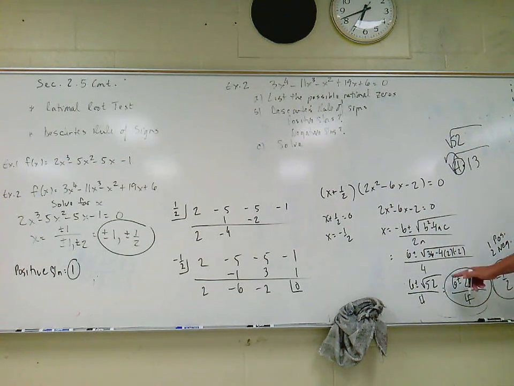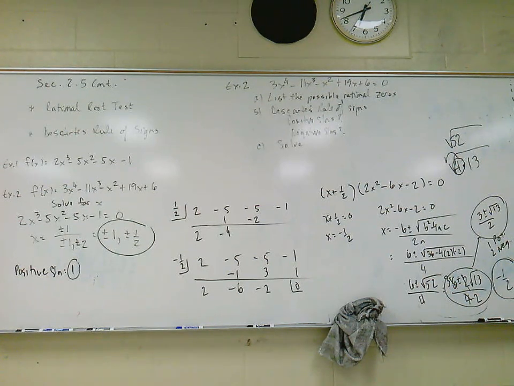Got it. And then what could I cancel out of this? 6, 2, and 4. What can you cancel? 2. You should get 3 plus or minus the square root of 13 over 2. 3 plus or minus the square root. 1 positive, 1 negative, 1 negative. There you go. All right.